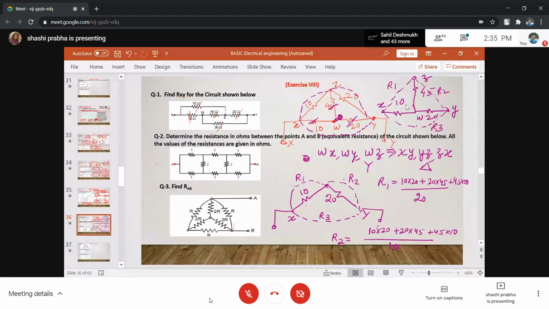R1 and 10 will be in parallel. R2 and 20 will be in parallel. Then this combination and this combination will be in series. Then this combination and R3 is in parallel. That is the resistance between X and Y.